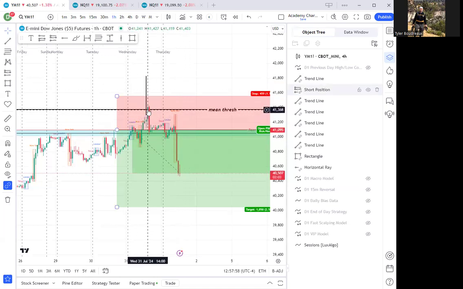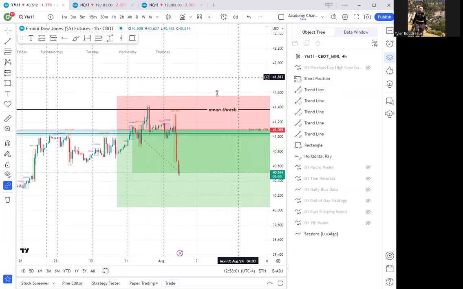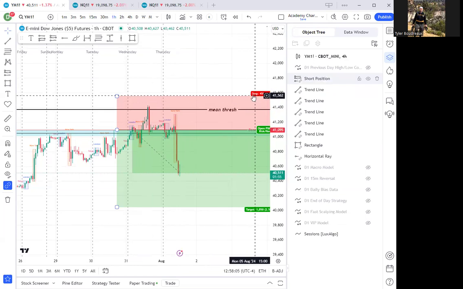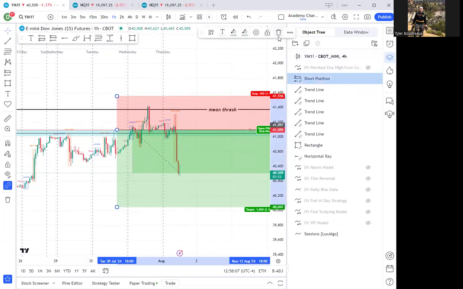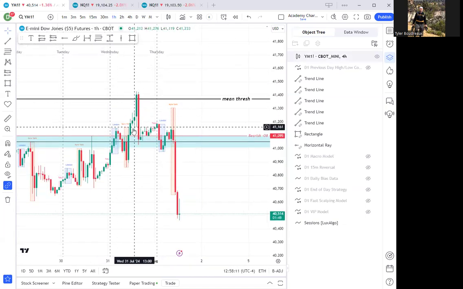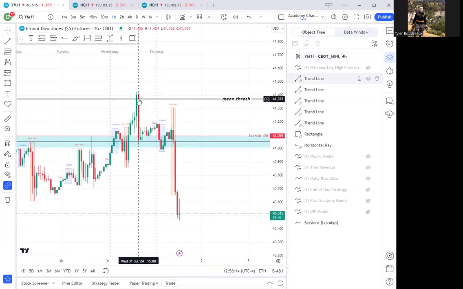We move up right into the mean threshold. And then what happens? Violent reaction. We trade down. Now, I'm going to go ahead and delete this because you know what it looks like. I want you to pay attention to this piece of price action here. So we trade up into that daily mean threshold and reject.